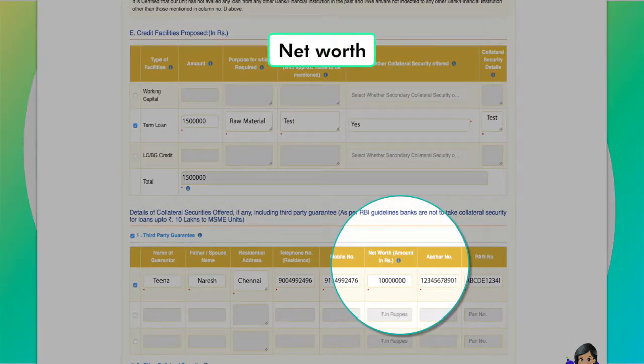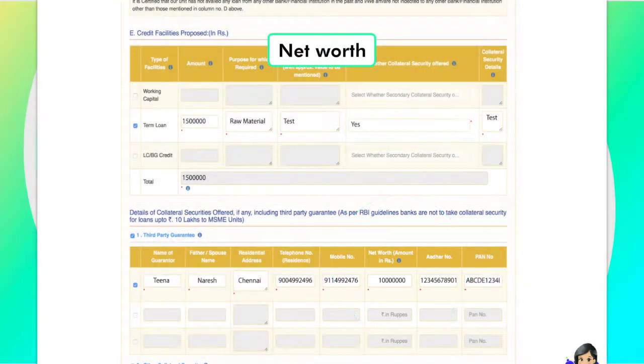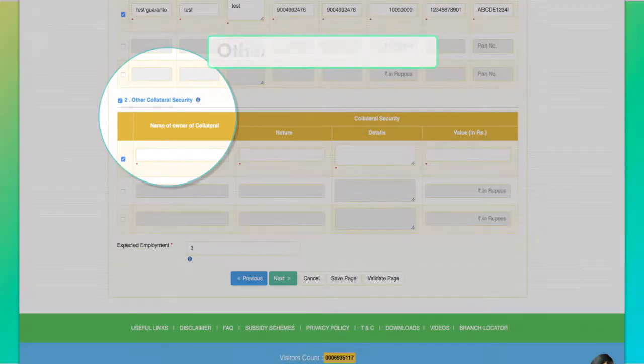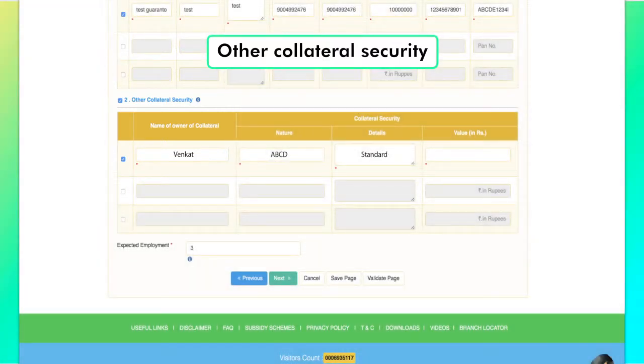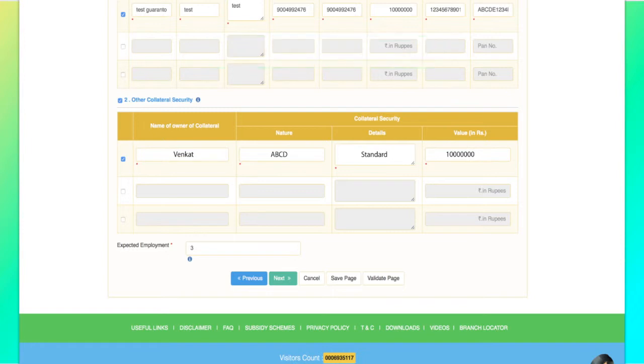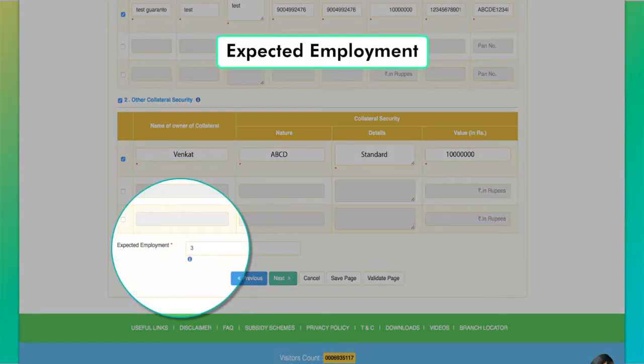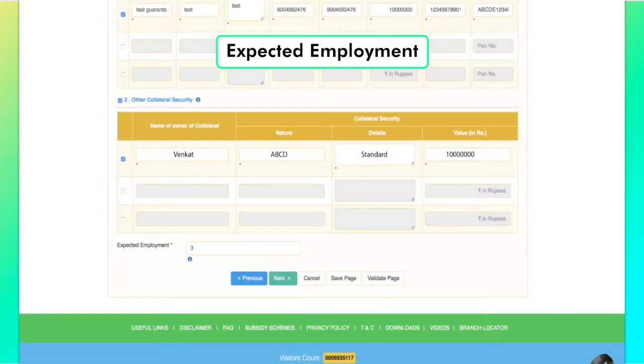For individuals, net worth or wealth refers to an individual's net economic position, the value of the individual's assets minus liabilities. The applicant needs to select the checkbox and add details in case he or she is offering additional collateral security. Next, the applicant needs to enter the number of employees that he or she may employ for his unit.